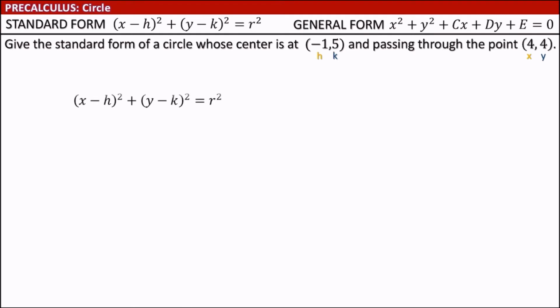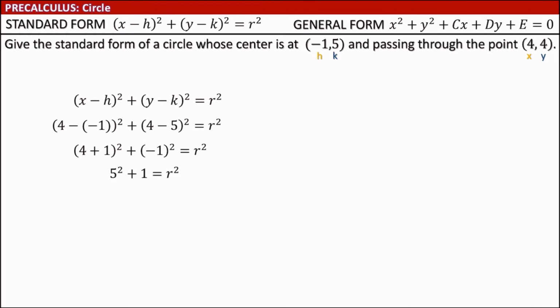Para ma-solve natin yung r, let's substitute these values to our standard form. We have x, which is 4, minus h, which is negative 1, quantity squared, plus y, which is 4, minus k, which is 5, quantity squared, is equal to r squared. Simplifying this further, we have 4 plus 1, quantity squared, plus negative 1, quantity squared, is equal to r squared. Simplifying this further, we have 5 squared plus 1 equals r squared.